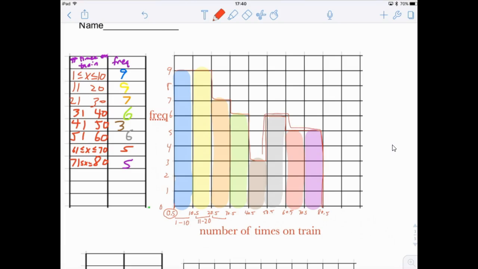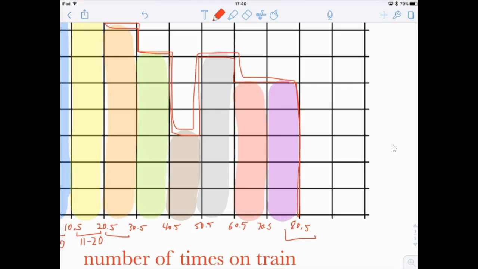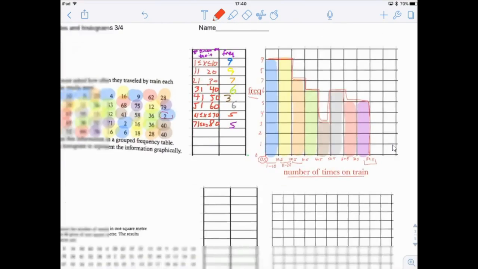Okay, with a ruler, preferably, and make sure you have titles like that, and make sure that your x-axis is labeled on the lines and not in between the lines. Okay, let's move on to the next one.